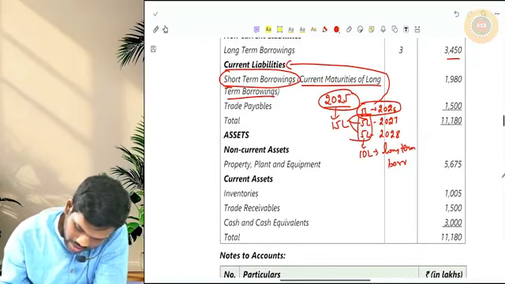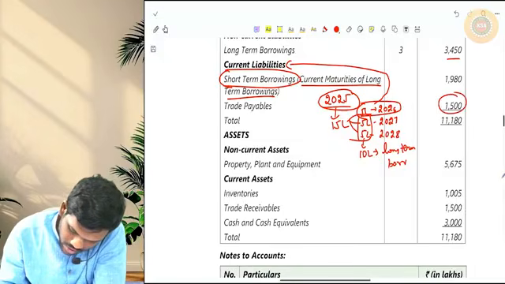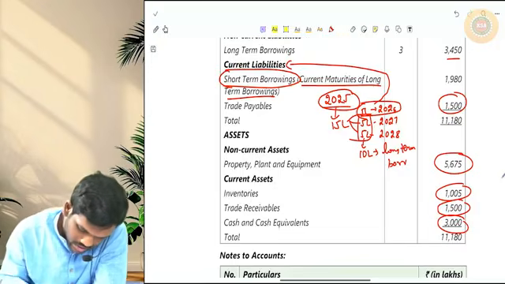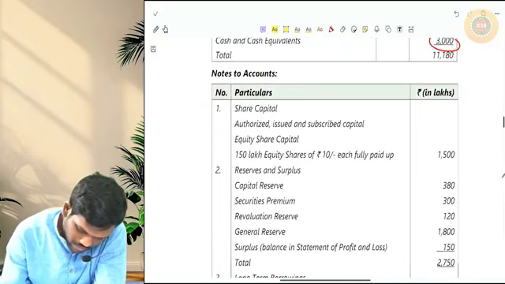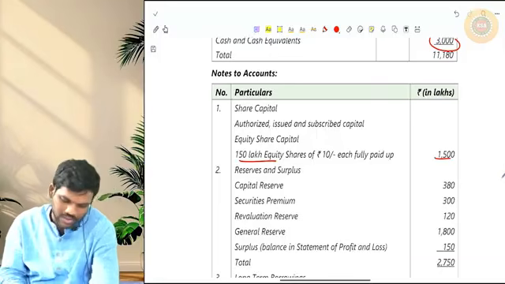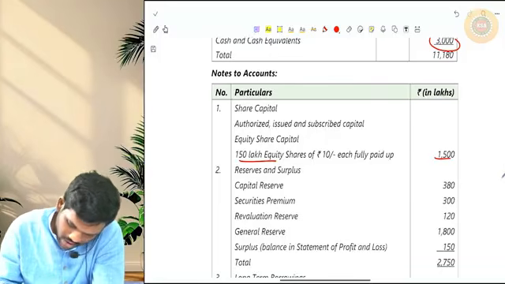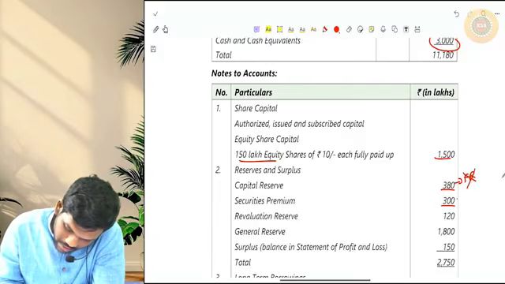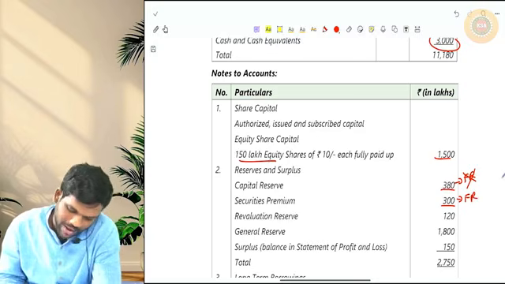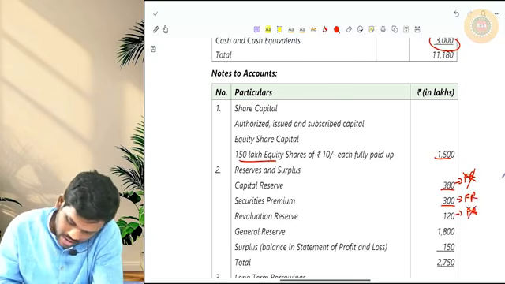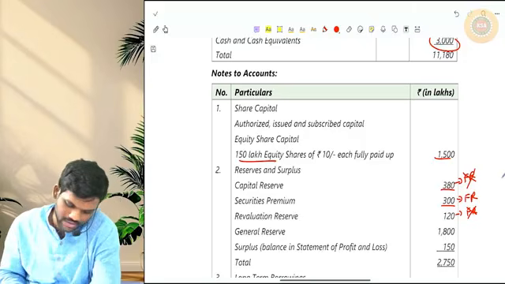Next we have trade payables. In assets we have PPE, inventory, trade receivables, cash and cash equivalents. Notes to accounts: authorized share capital, equity share capital, we have 150 lakh shares at 10 rupees, 1500 lakhs. In reserves we have capital reserve, securities premium reserve. Remember, capital reserve is not a free reserve. Securities premium is a free reserve for the purpose of the buyback chapter. Revaluation reserve is not a free reserve. General reserve is a free reserve.